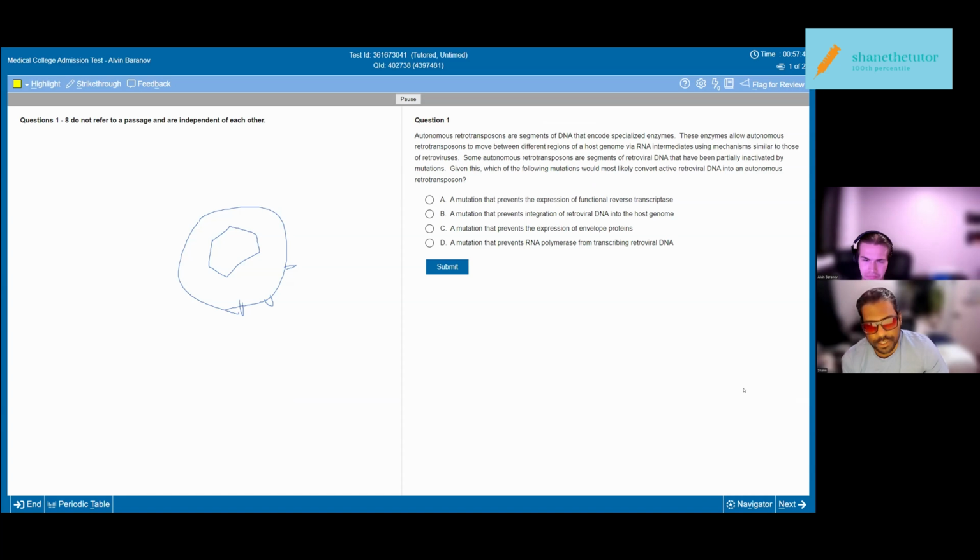So okay. Autonomous retrotransposons, segments of DNA encode specialized enzymes. These enzymes allow them to move between different regions of a host genome, using mechanisms similar to that of retroviruses. Some of these are segments of the retroviral DNA that's inactivated. Which of the following mutations, and they can get inactivated by mutations, would convert active retroviral DNA into an autonomous expression of function?